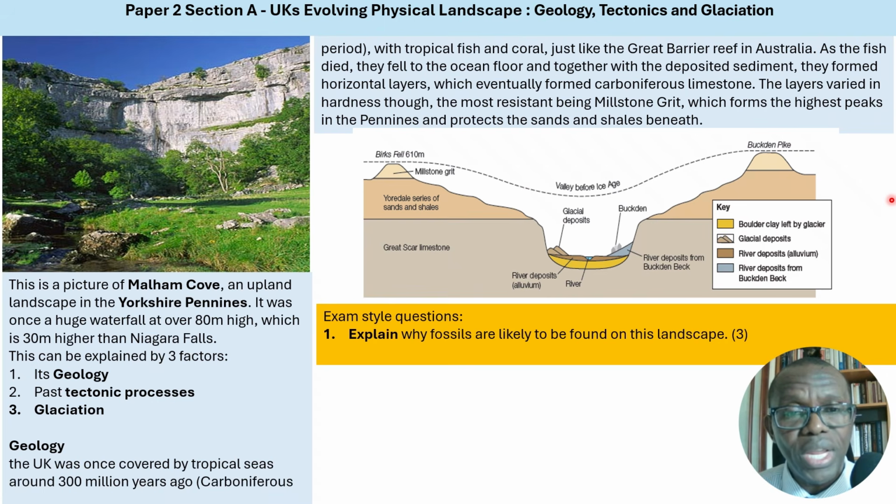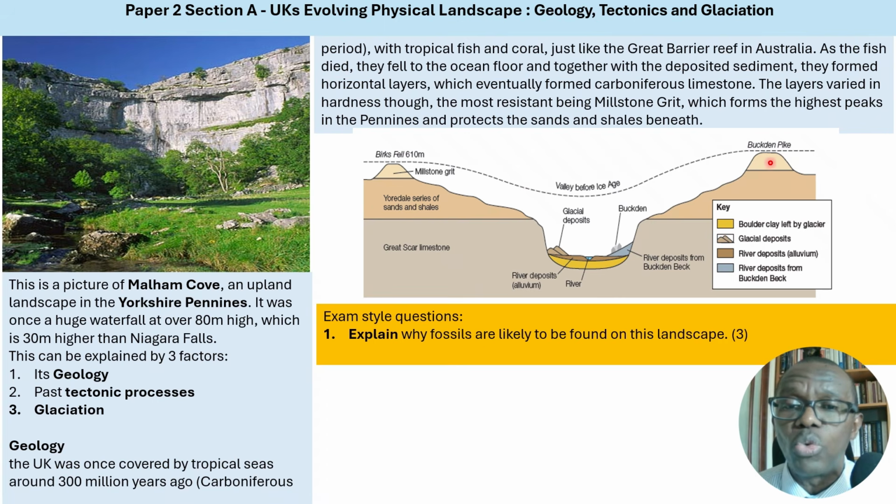The layers varied in hardness, the most resistant being Millstone grit, which forms the highest peaks here in the UK, or in the Pennines, if you like, to be a little more specific, and protects the sands and the shales that are below. So the less resistant rocks, or layers rather, lie below that Millstone grit. Now that is what you can actually see in this particular figure here. And as you can see, the Millstone grit is right at the top.